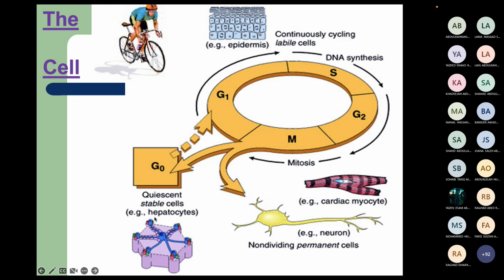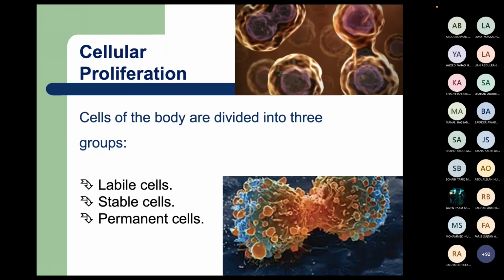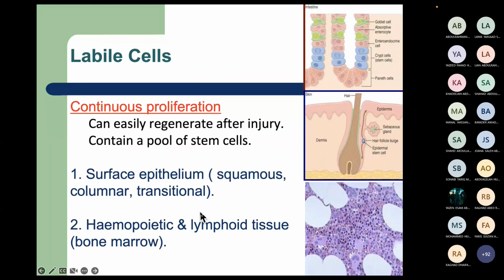Hepatocytes are stable cells. But finally, the third type are non-dividing or permanent cells, the heart cells and the brain cells, the neuron cells. So on the basis of proliferation, we classify the cells in the body into three types: labile cells, stable cells, and permanent cells. The labile cells, just now we saw, are the cells which are always dividing, even during health, all the time. The examples are the surface epithelium of the skin, the columnar epithelium of the GIT, and the transitional epithelium.